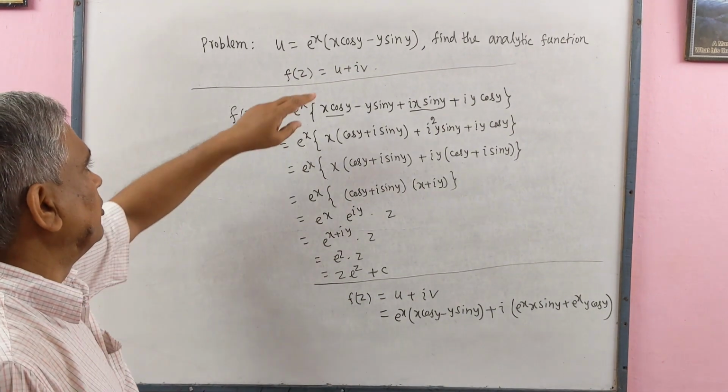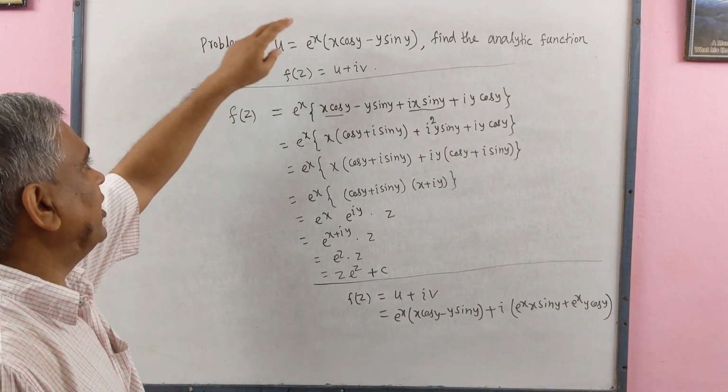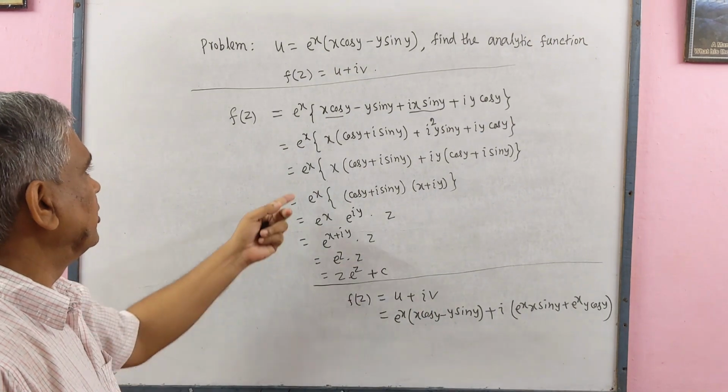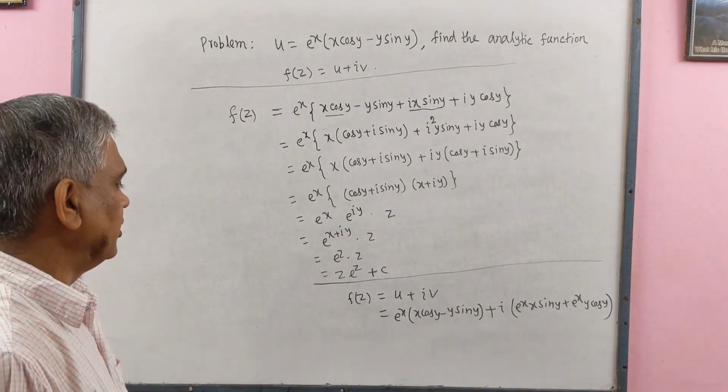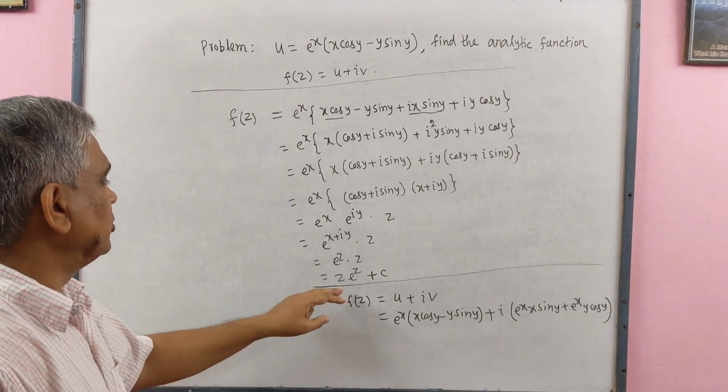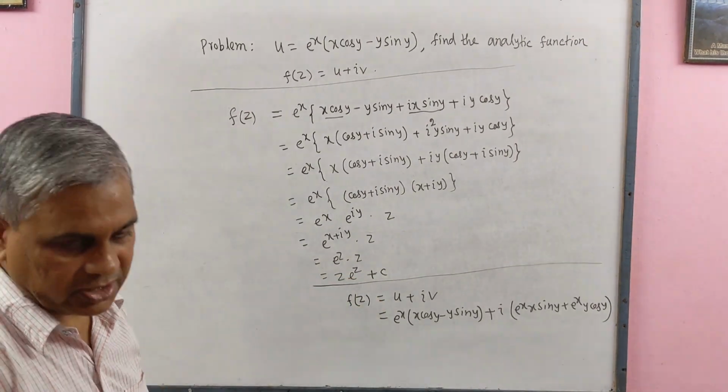Ultimately with the help of u we find v, then f(z) equals u plus iv, and finally f(z) equals z e to the power z plus c.